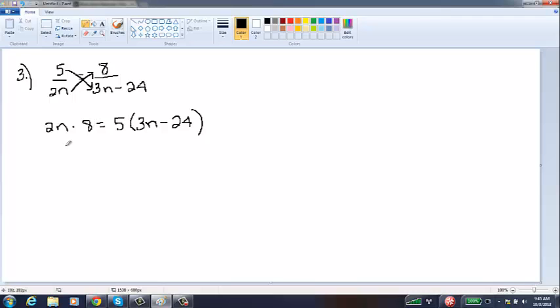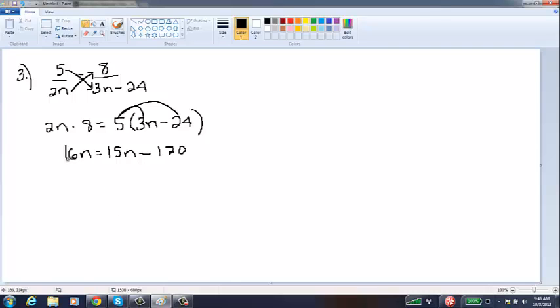8 times 2 is 16n. Okay, and then this side, 5 times the 3n would give us 15n. And then 5 times 24, bring down the minus sign. 5 times 24 is what, 120? I had to cheat and look at my calculator. Okay, so 5 times 24.